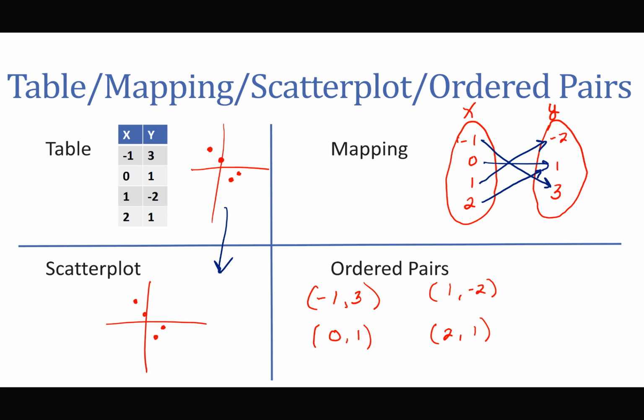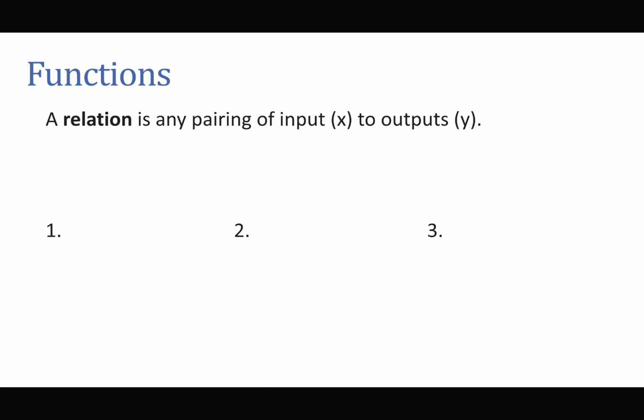All right, so these are 4 different ways that we can represent data, essentially. As I said a minute ago, a relation is simply any pair of input x to output y. It's basically any coordinate point. You list me any set of coordinates, and guaranteed, by definition, that is a relation.